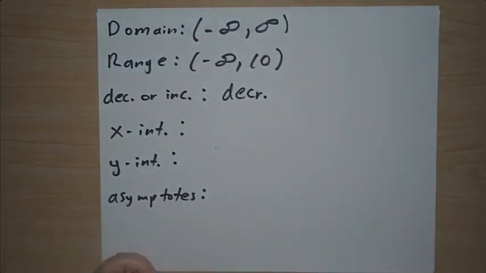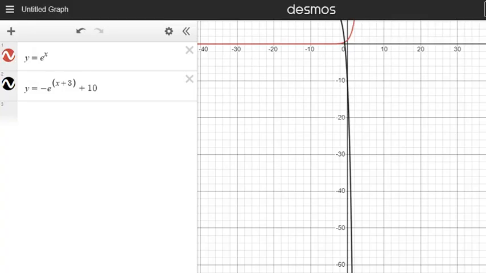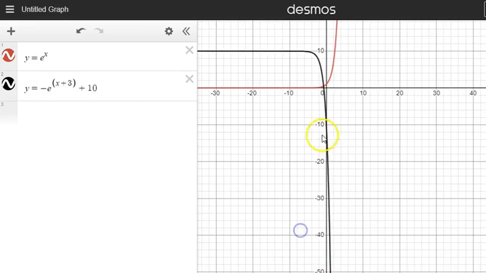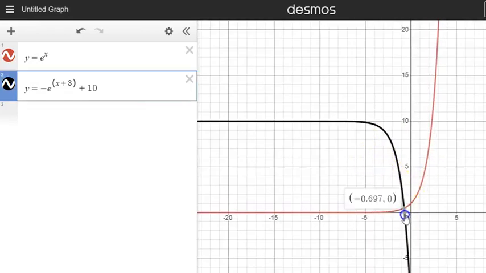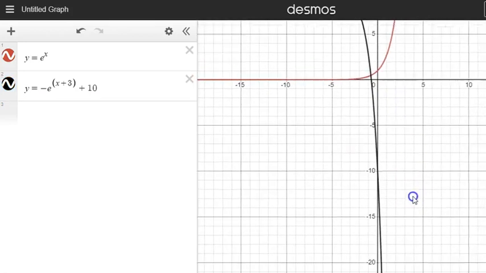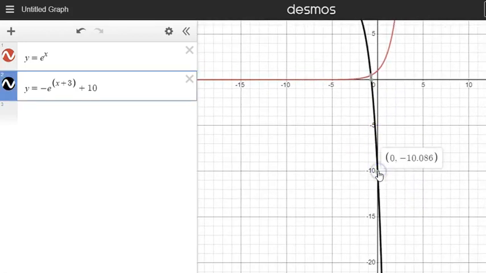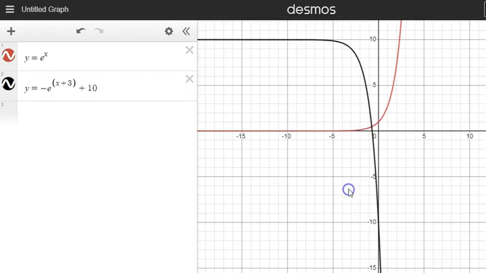We'll look at our x and y intercepts. Looking at it graphically, we see that we have an x-intercept at negative 0.697, around there, and that we have a y-intercept at negative 10.086. So that's how we can look at it graphically. We can also solve for it algebraically, which I will do for you.